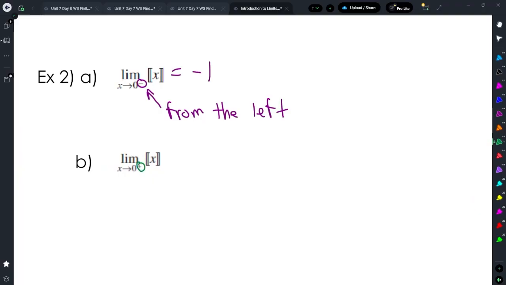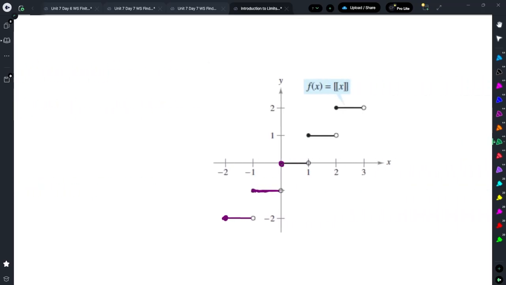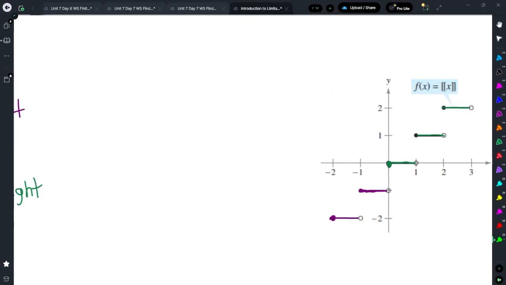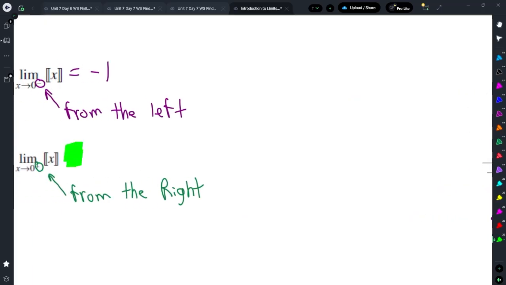Now letter B, same thing, but from the right. So again, there's x equals 0, and we're going at it from the right side. Jump down, and the y value I'm getting closer and closer to is 0. Now, it doesn't matter that the y value is 0 when x is 0. It's what y value are we getting closer to? So it equals 0.